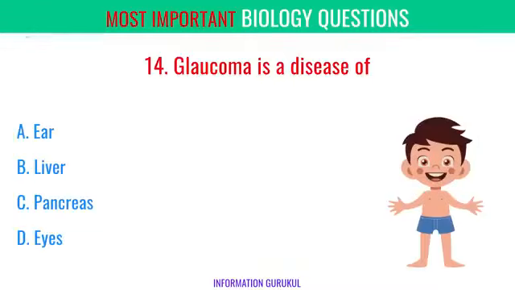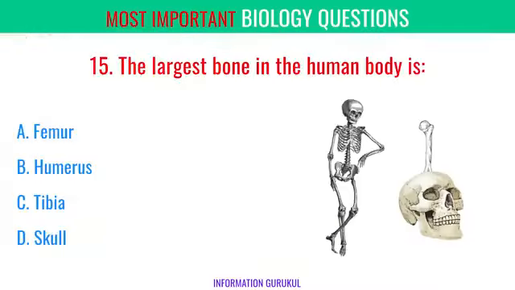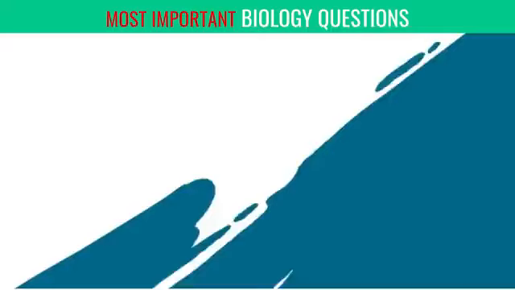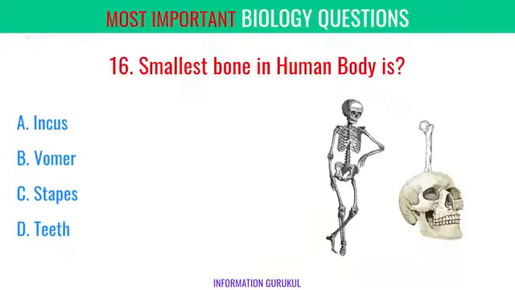Glaucoma is a disease of eyes. The largest bone in the human body is femur. Smallest bone in human body is stapes.